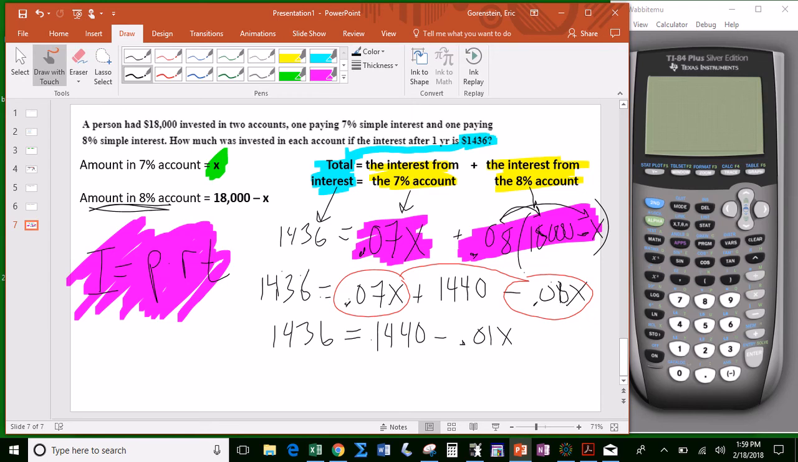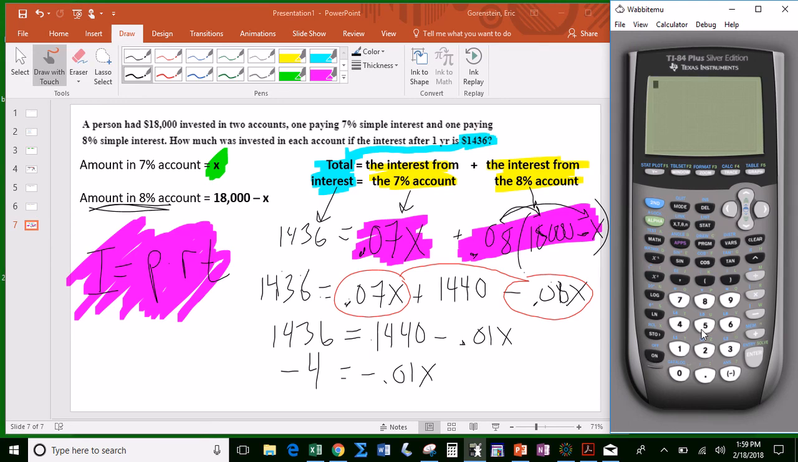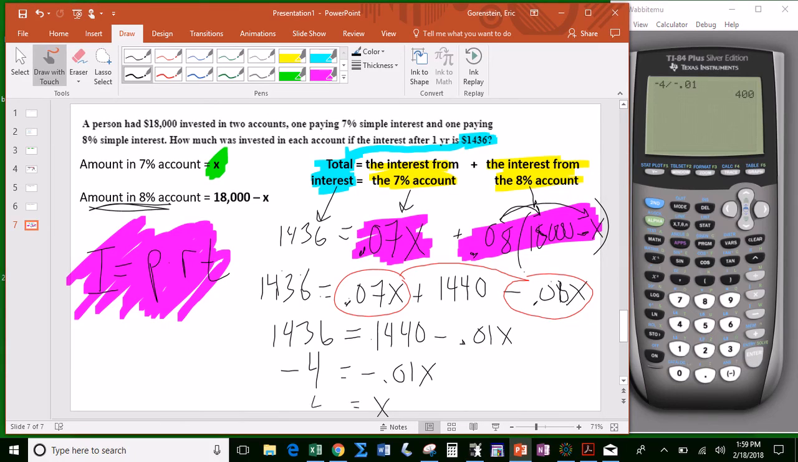Subtract 1440 from both sides to bring it over to the left. So we want to isolate the variable. So we want to remove all the numbers on the right hand side. If we subtract 1440 from both sides, it looks like we have negative 4 on the left and a negative 0.01 times x on the right. At this point, divide both sides by negative 0.01, and if you pop that into the calculator, you should get 400. So negative 4 divided by negative 0.01 equals. All right, so there's our x is equal to 400 bucks.